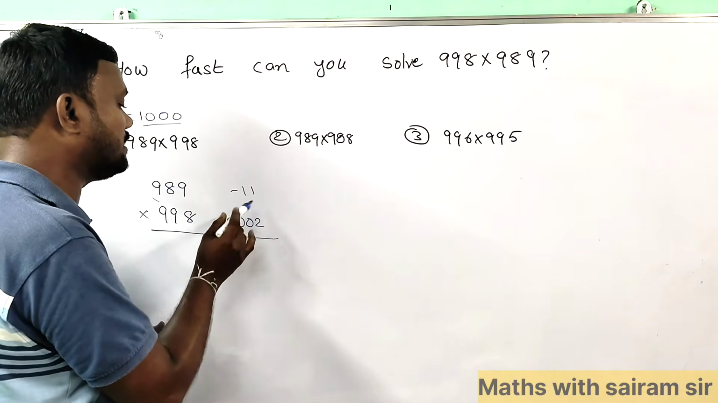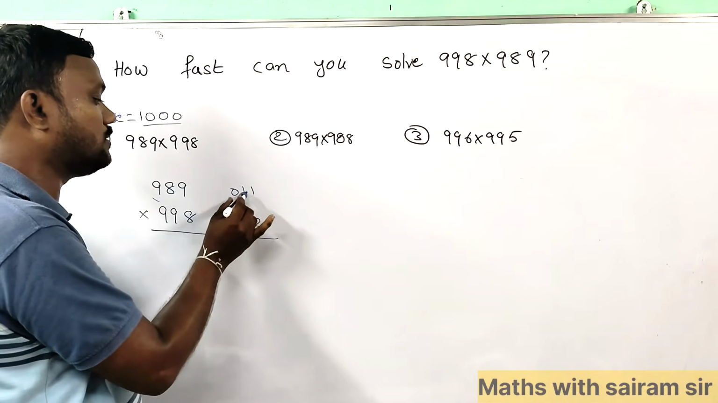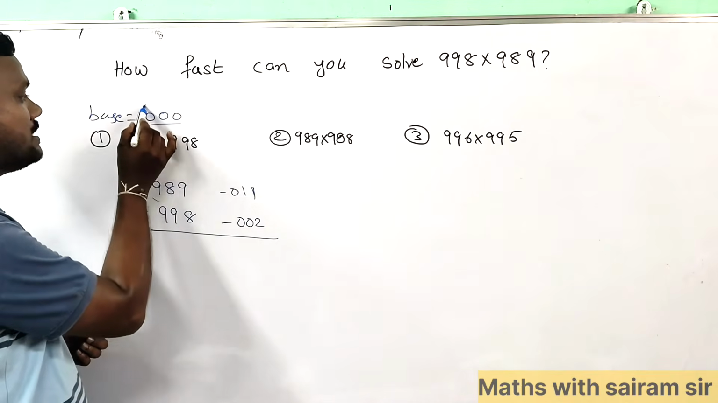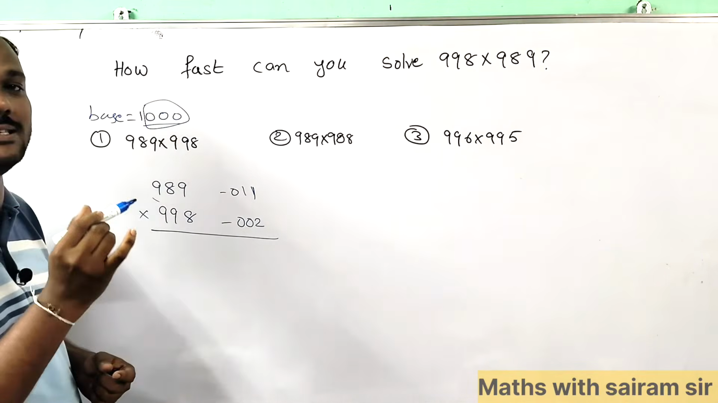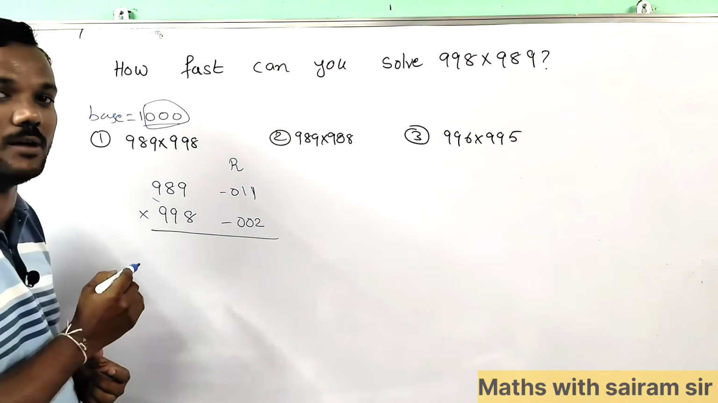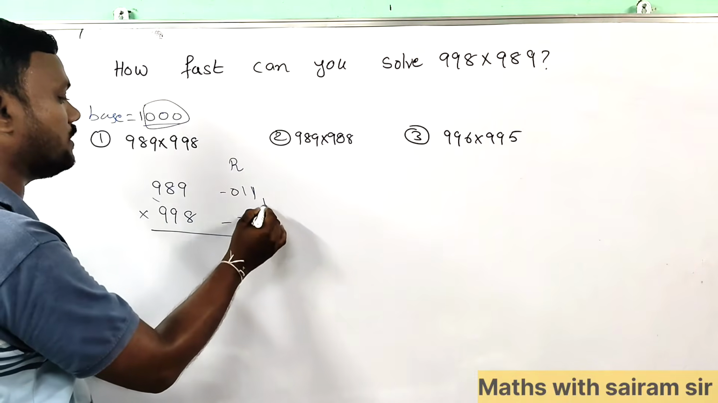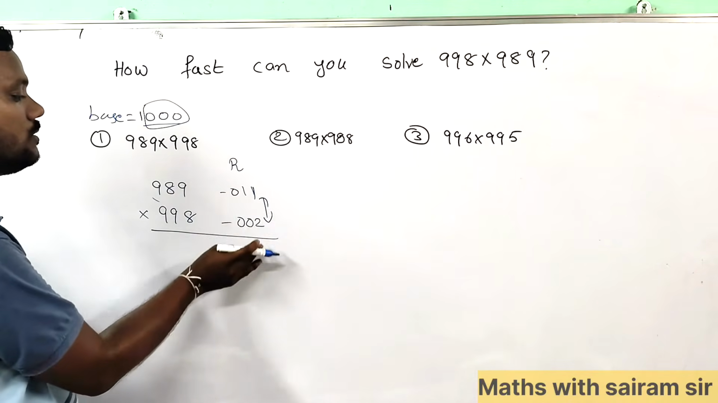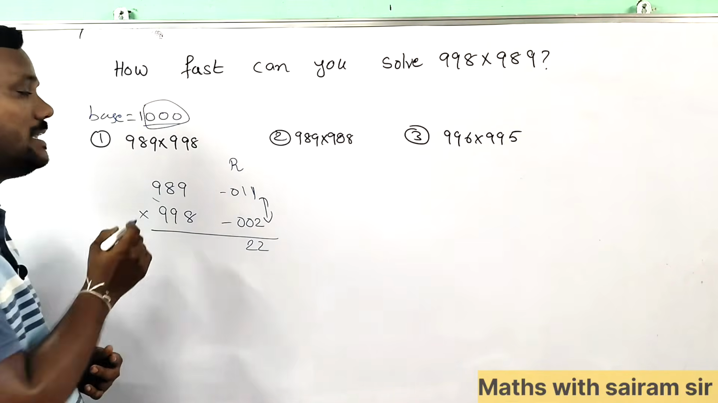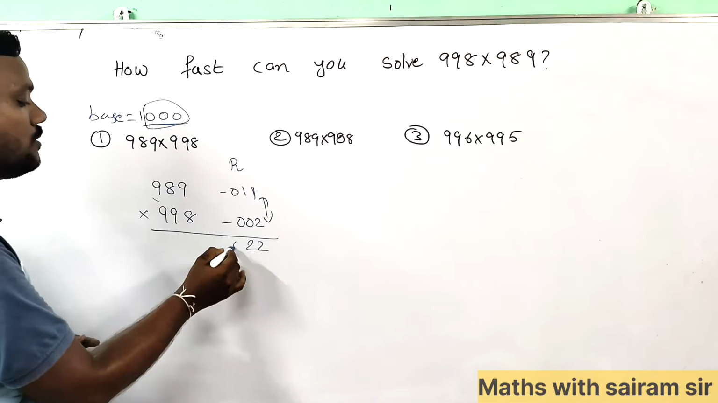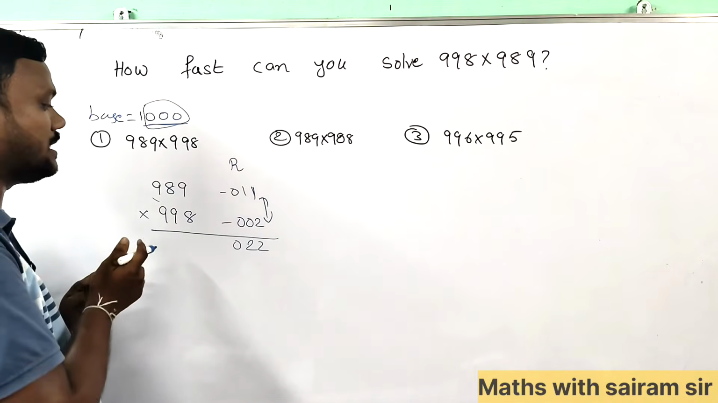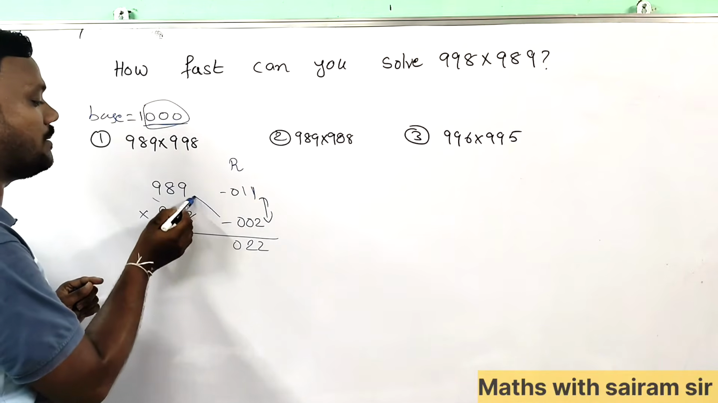So I'm writing it as 0 0 0 1 1 and 0 0 2. Why I am writing like this: here the base is 1,000, and as our 1,000 consists of 3 zeros, the right part of the answer should consist of 3 digits. So here we need to multiply these two to get the right part of the answer. 11 2s are 22, but this right part should be in 3 digits as we discussed. So we need to make it 0 2 2 so that it becomes 3 digits, and the left part you can obtain by cross subtraction.